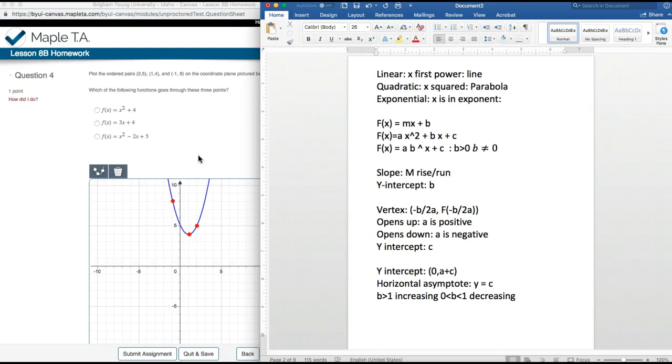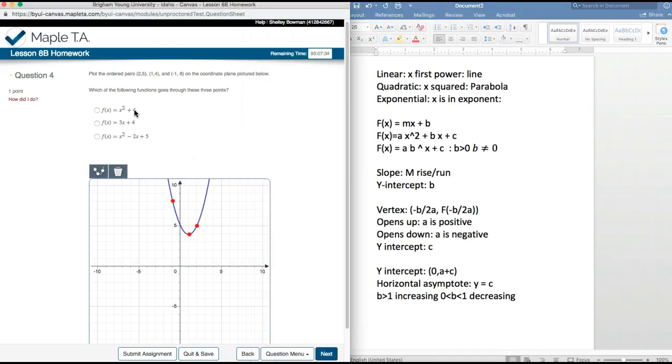Okay, so because this is a parabola, I know it's a quadratic, so it'll be either the first option or the third option. To discover which of these works, I'm going to go through any option I want. I could pick a couple of points, throw them in, and see if they work. So I could take even these ones right here, 2, 5.